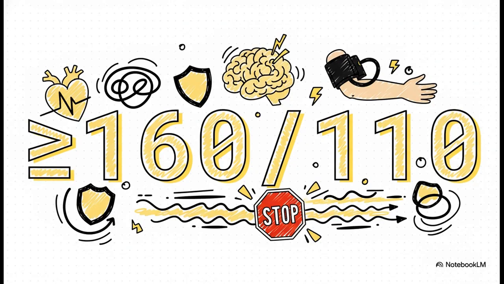First up, the blood pressure itself. We're talking severely high pressures, a systolic of 160 or a diastolic of 110 or more. This is basically a hypertensive emergency in pregnancy, and you have to treat it fast to prevent a stroke.